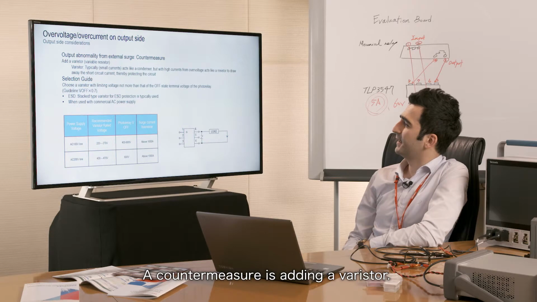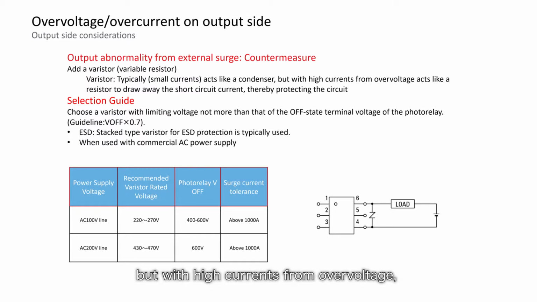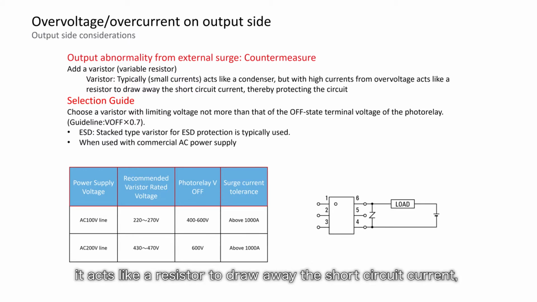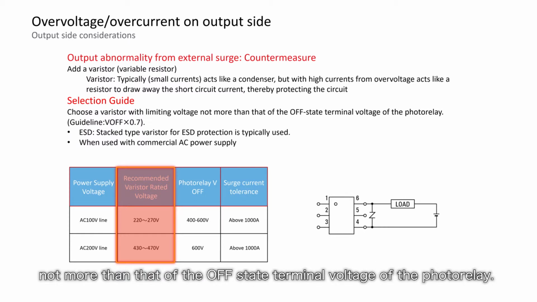A countermeasure is to add a varistor. A varistor typically acts like a condenser, but with high currents from the overvoltage, it acts like a resistor to draw away the short circuit current, thereby protecting the circuit. So please choose a varistor with limiting voltage not more than the off-state terminal voltage of the photorelay.